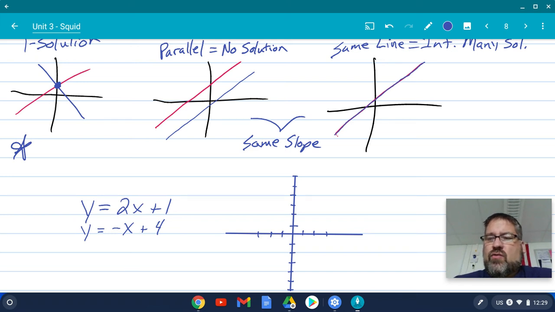3.1 Solving Systems Graphically, Part 2. Let's go to work.